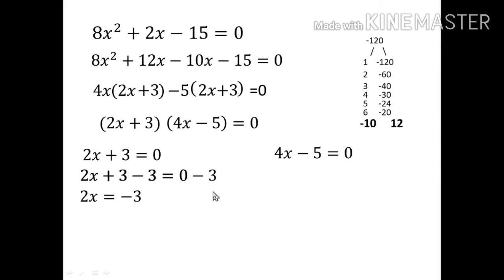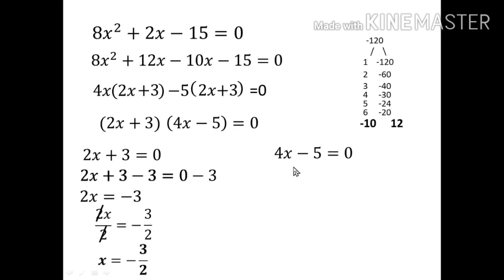Next, okay, we have now positive 3, negative 3, 0. So, we have now 2x, then 0 minus 3 is equal to negative 3. So, for us to get the value of x, we just need to divide both sides by 2. Okay, so we have now 2x divided by 2 is equal to negative 3 halves. Okay, so we have now the value of x, which is equal to negative 3 halves.